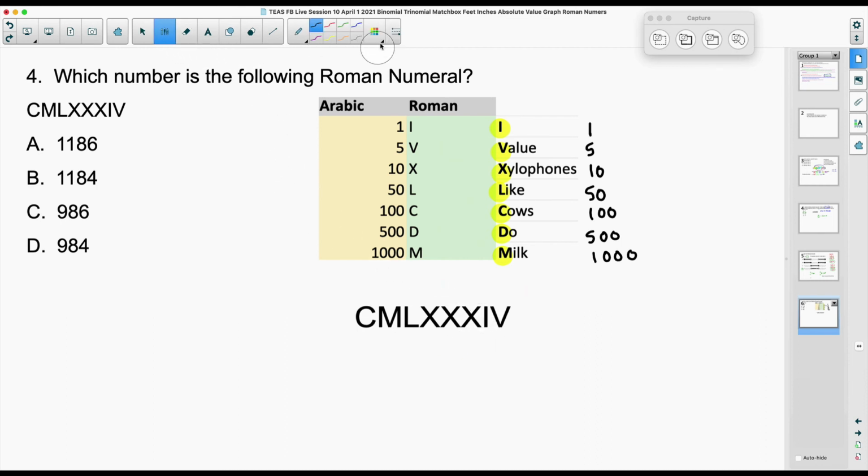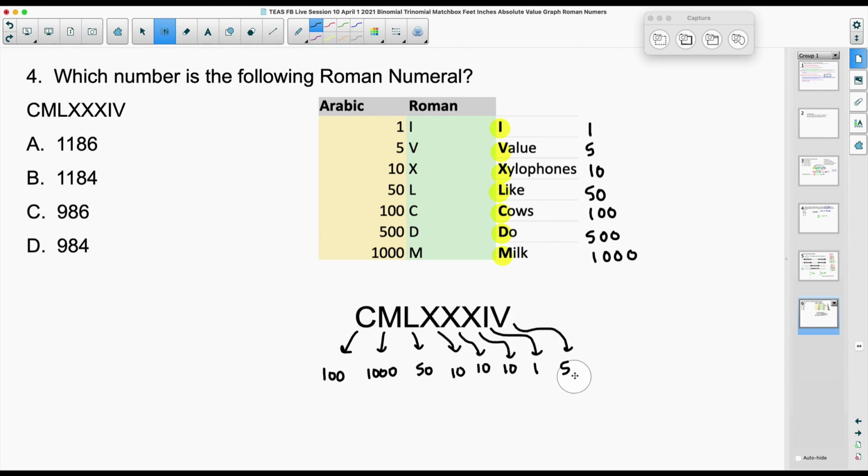What I'm going to do is write down what each one of these represents. I'm just going to do it like this. So we got a C, 100. We have an M, which represents 1,000. We have an L, which represents 50. X is 10. We got 3 of these, so I'm going to write all those down. And then we have this I, which is a 1, and then this V, which is a 5. Do not add automatically.